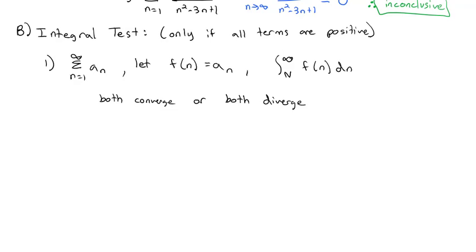So if the integral equals infinity, the sum equals infinity. If the integral equals a number, the sum also equals a number, but they are not necessarily the same number. It just means that they both converge to a number. So let's take a look at some examples.